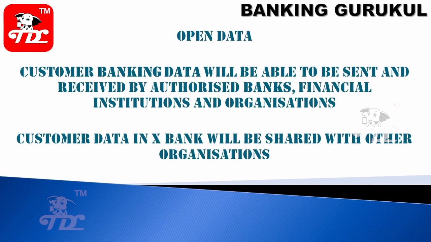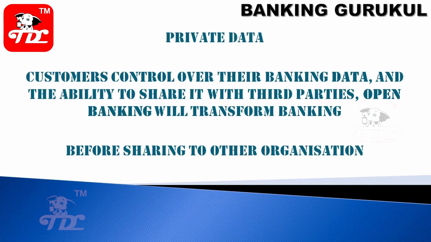Open data means customer banking data can be sent and received by authorized banks, financial institutions and organizations. So customer data in X bank will be shared with other organizations. This is open data. What is private data? It is customer control over banking data and the ability to share it with third parties. Open banking will transform banking. In private data, you have control over this data: before sharing with another organization, we have to take permission from the customer.